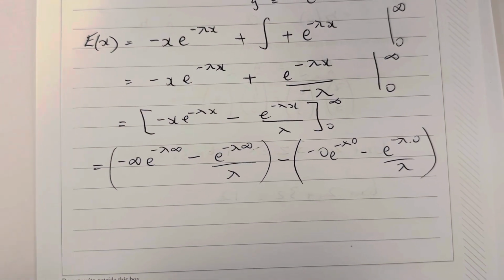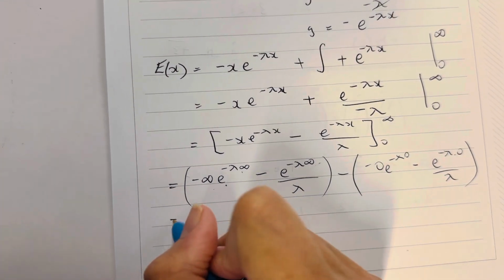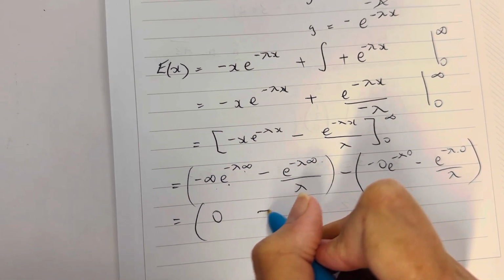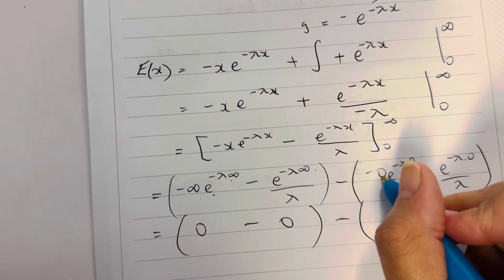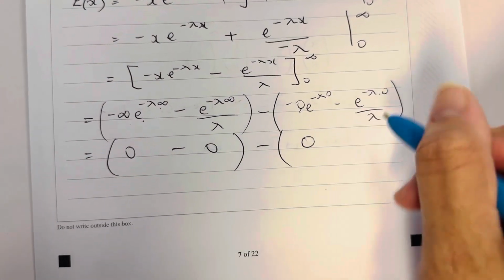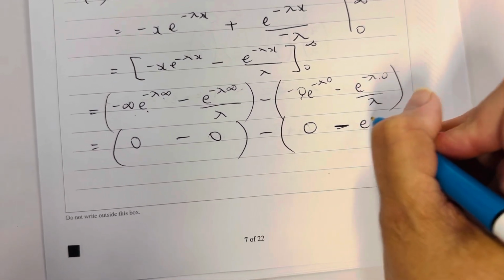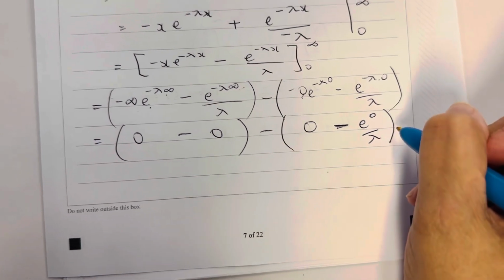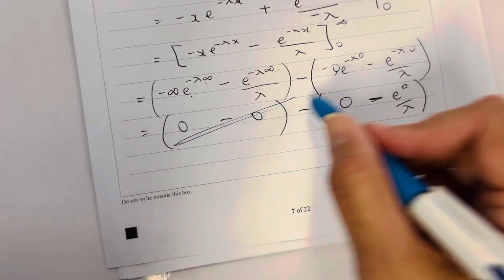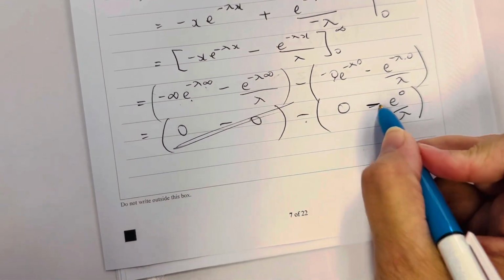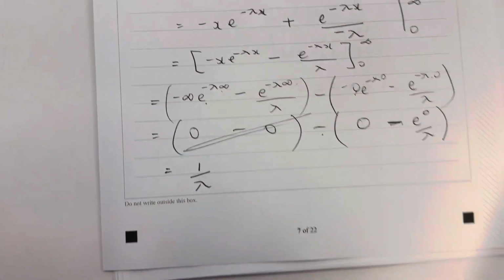The important thing to note is e to the negative infinity is going to take it to 0. This is times by 0, so it's going to be 0. This is essentially going to be, let's take e to the 0 on lambda. So zeros will cancel, e to the 0 is 1, so it's 1 on lambda.